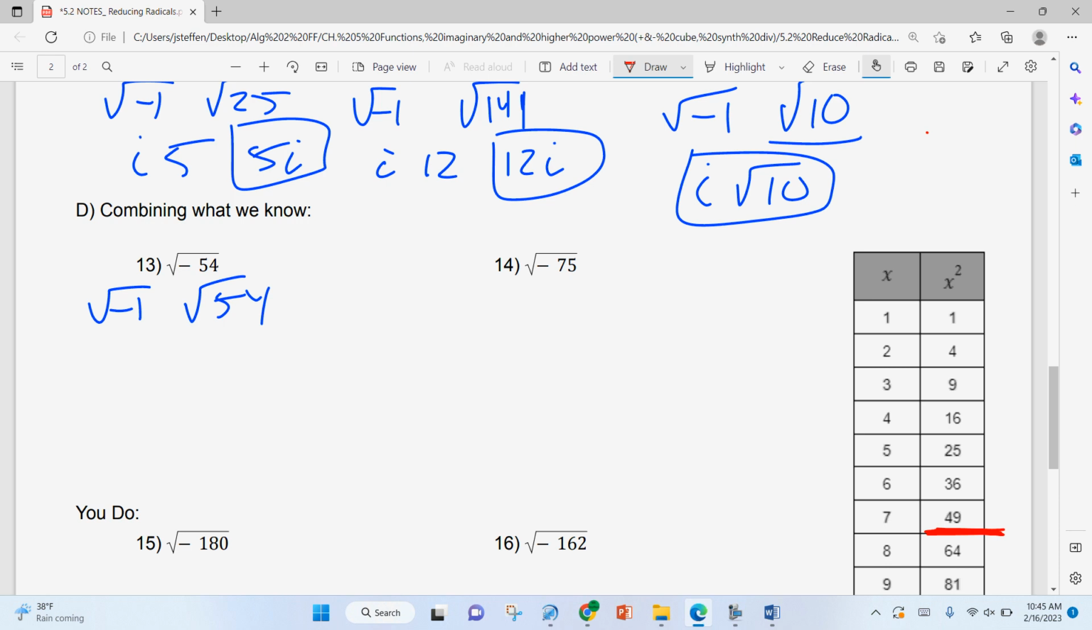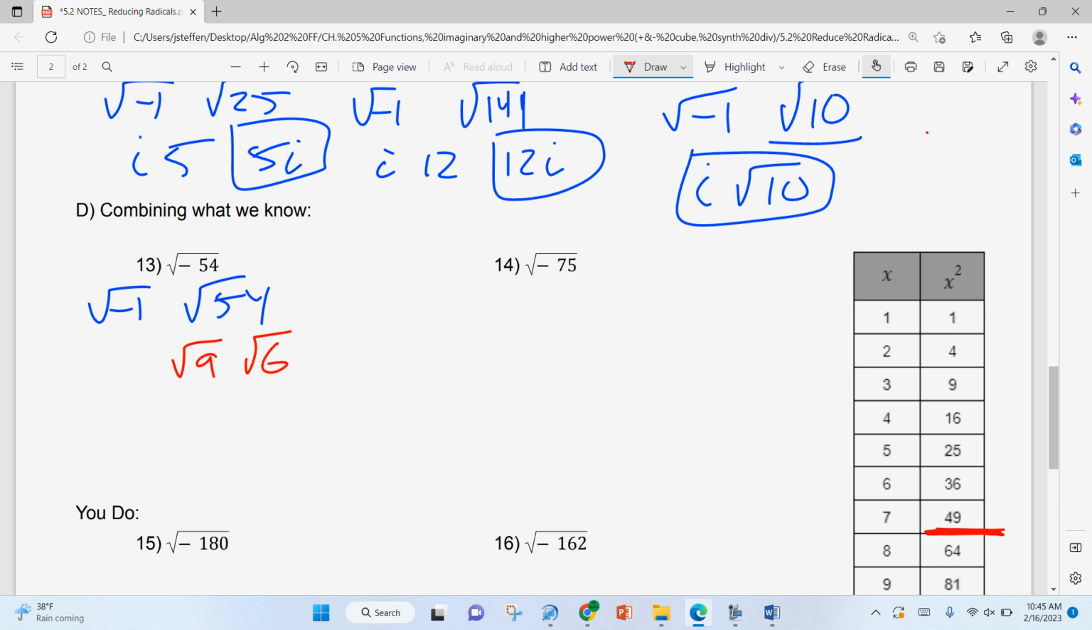a decimal, that doesn't work. 54 divided by 36, almost. It's 1.5, still not there. 54 divided by 25 doesn't work. 54 divided by 16 doesn't work. 54 divided by 9. Okay, so 54 divided by 9 does work. It's 6.